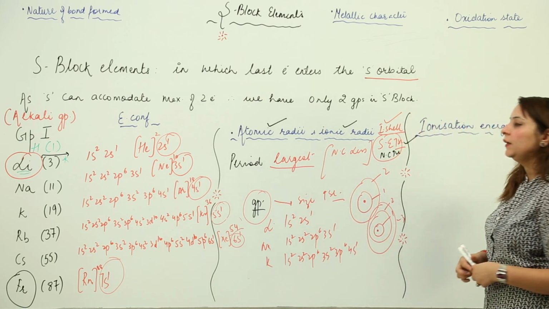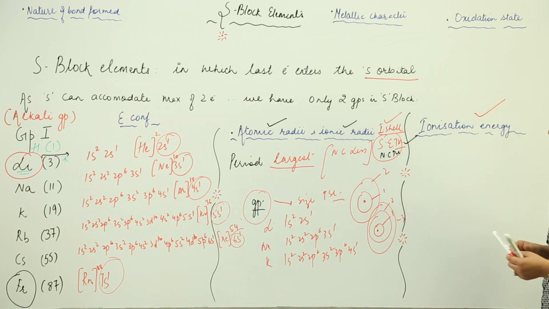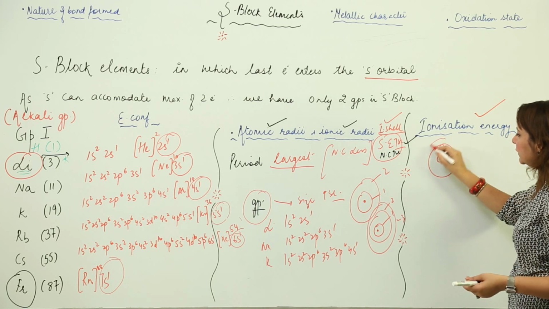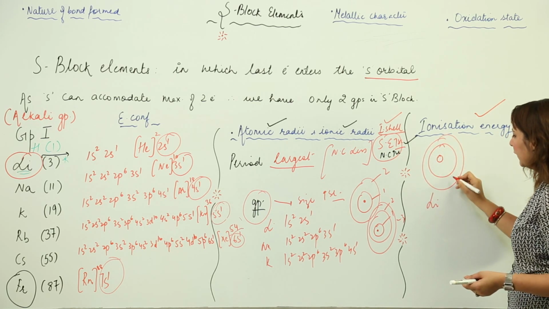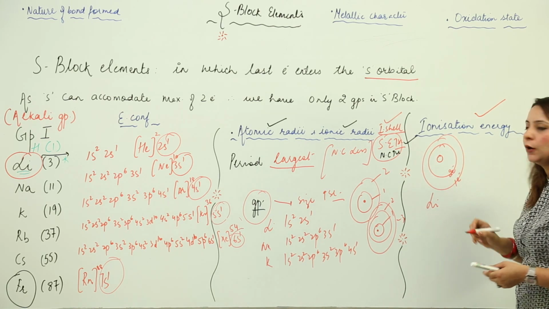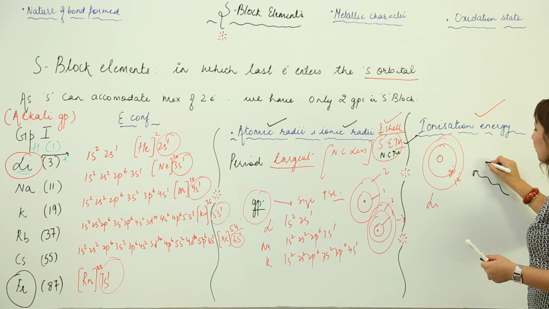Now the second property which we will be taking into consideration is ionization energy. As you know that, suppose this is my nucleus, this is my outer shell, let's say I am drawing it for lithium, which has 2 electrons in 1s and 1 electron in the outermost shell. Now if I want to remove this 1 electron, obviously I need to supply energy from outside.